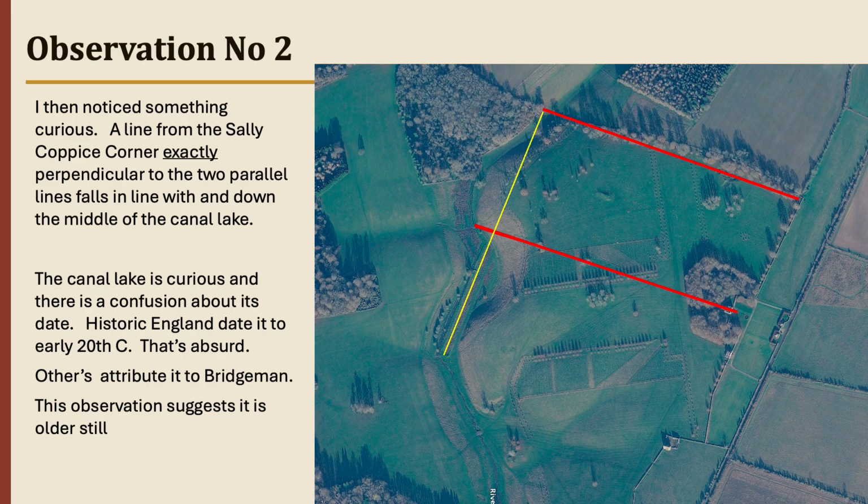The canal lake is quite interesting. Historic England have dated the canal there to early 20th century for some unknown agricultural purpose. That's frankly absurd, and I'm going to show you why that's absurd. Other people attribute it to Bridgeman, but this observation suggests it could be older still and could be dated to the time that the parkland was first enclosed in 1620.